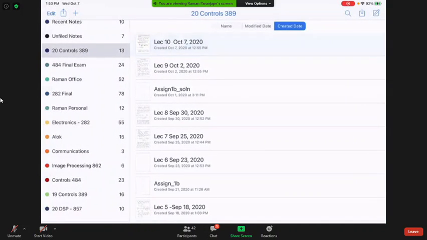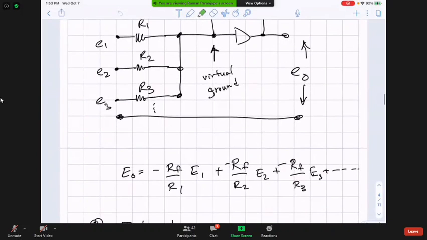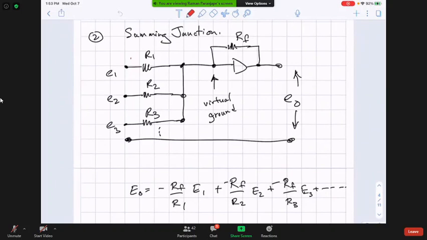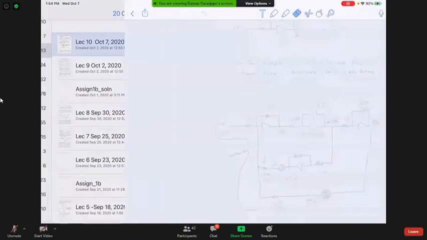Let me first show you in the previous lecture, I had the summing junction here. Remember how I had all these terms coming in? Because this is a virtual ground, all these currents just flow like this. Nothing goes back up, because there's no way for it to come back up. So they all just flow through this, like a bunch of resistors feeding into a single point with a single feedback resistor. That's what we have here.